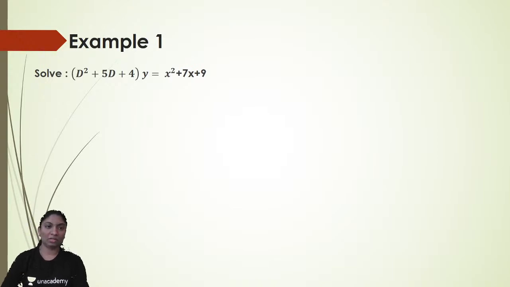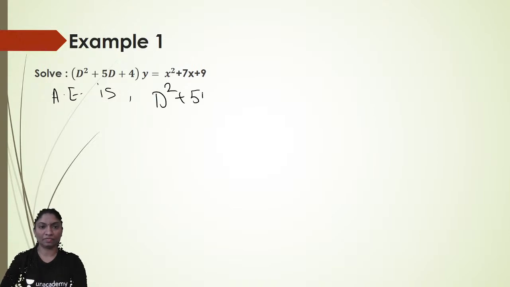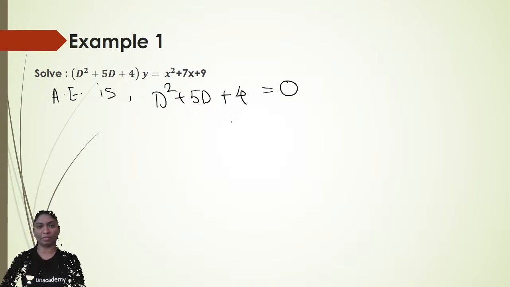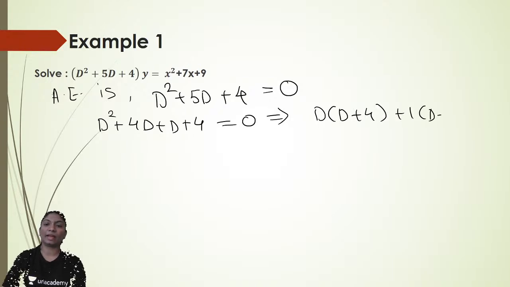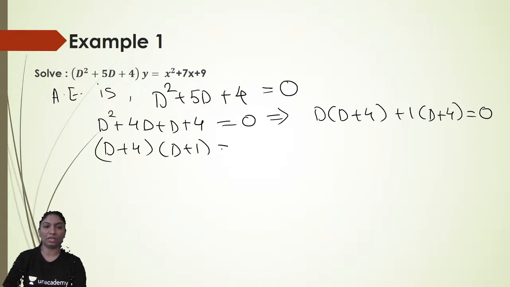So here, solve (D square plus 5D plus 4) of y is equal to x square plus 7x plus 9. Here the auxiliary equation is D square plus 5D plus 4 is equal to 0. So what are the roots of this? We can write D square plus 4D plus D plus 4 is equal to 0, which implies D into (D plus 4) plus 1 into (D plus 4) is equal to 0, which gives us (D plus 4) into (D plus 1) is equal to 0.